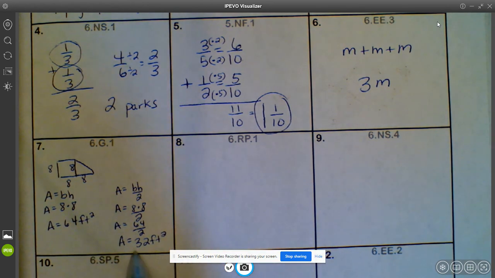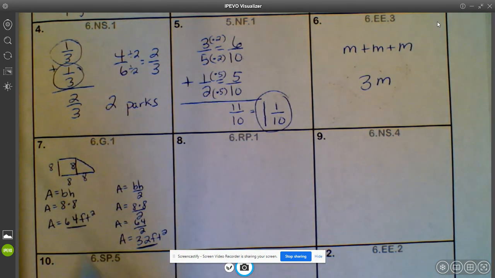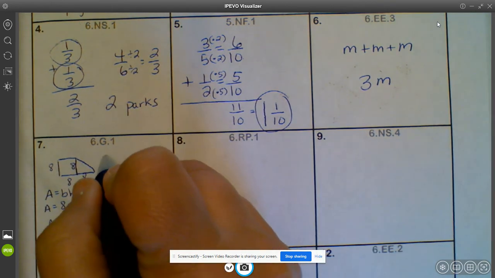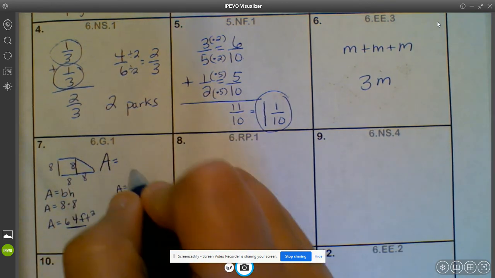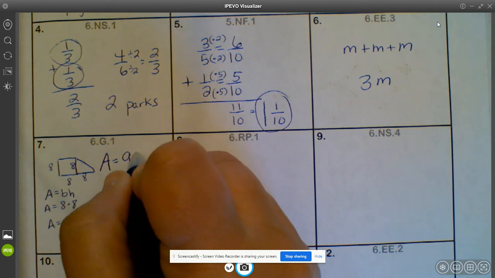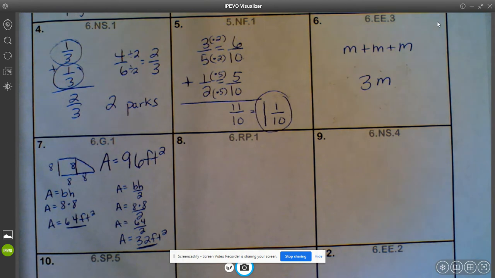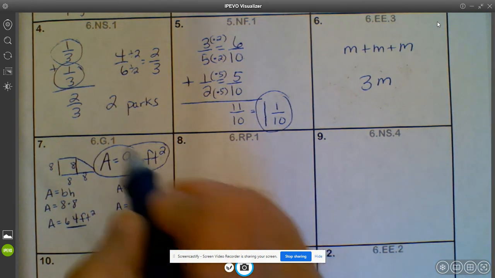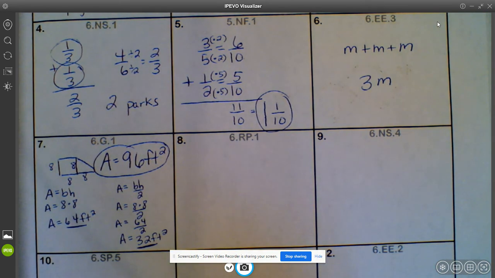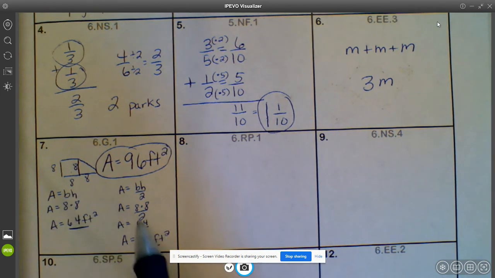So now we have to add 32 feet and 64 feet together to get the total area of the trapezoid, and that would equal 96 feet squared for the area of the trapezoid. So this is the area of the square, and this is the area of the triangle.